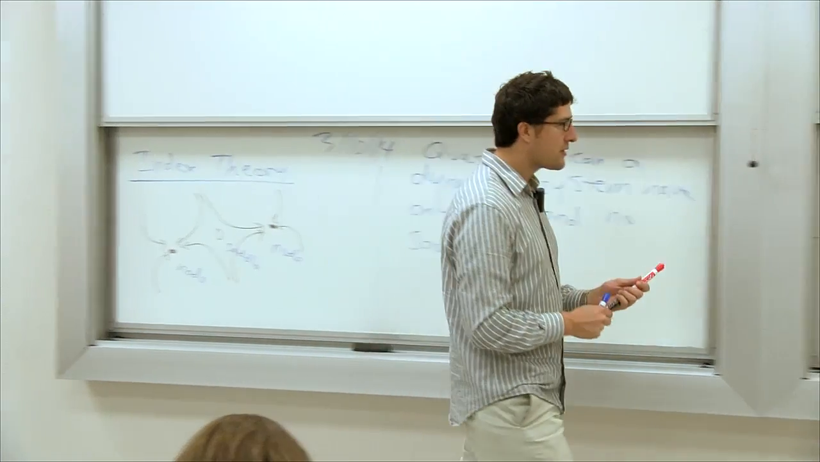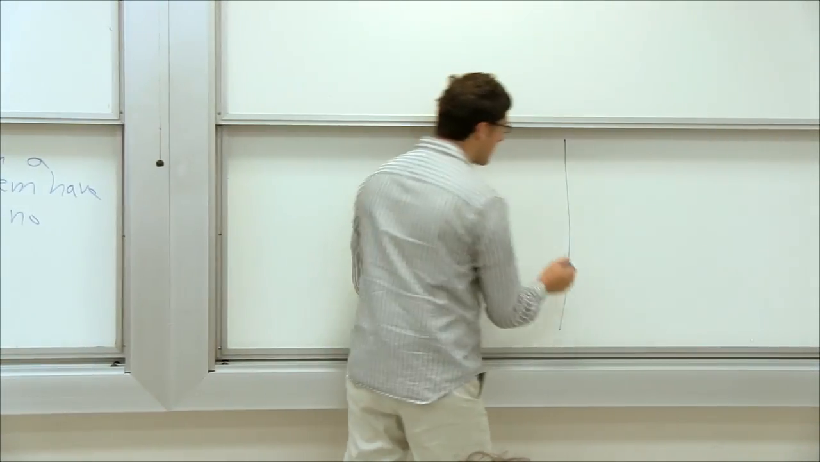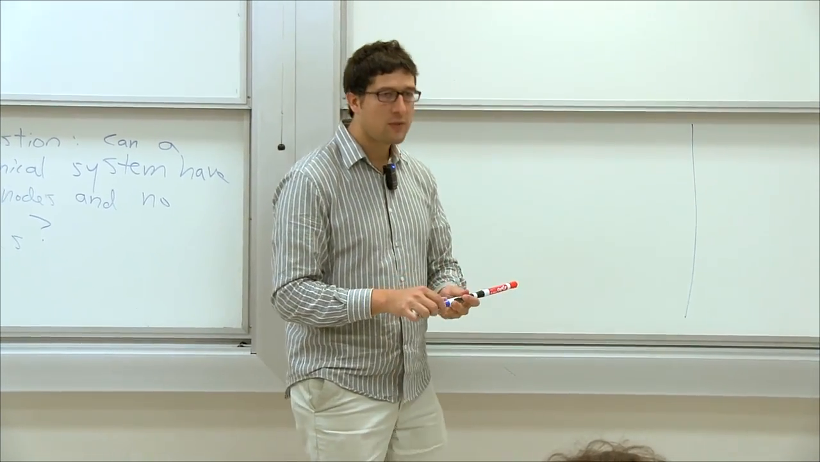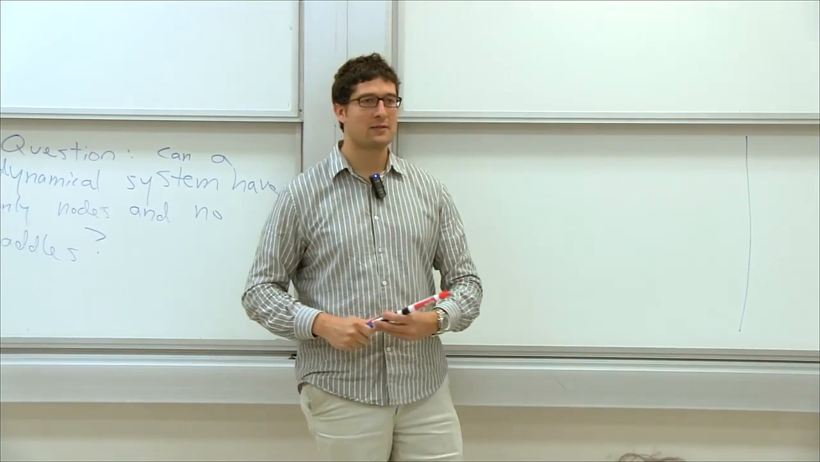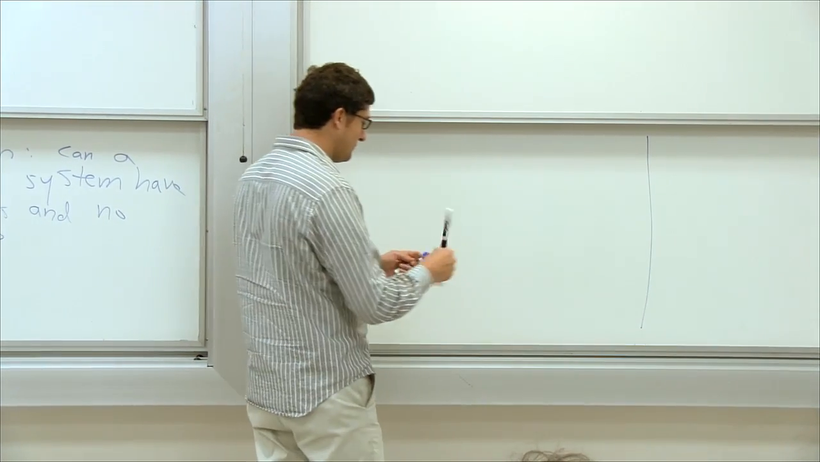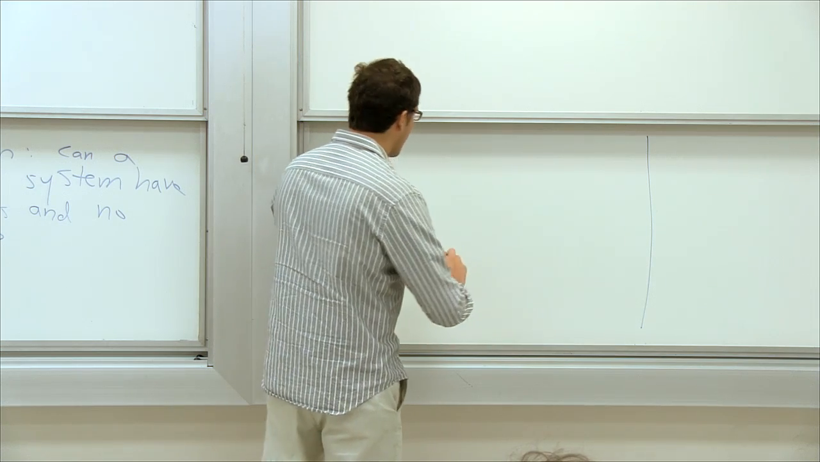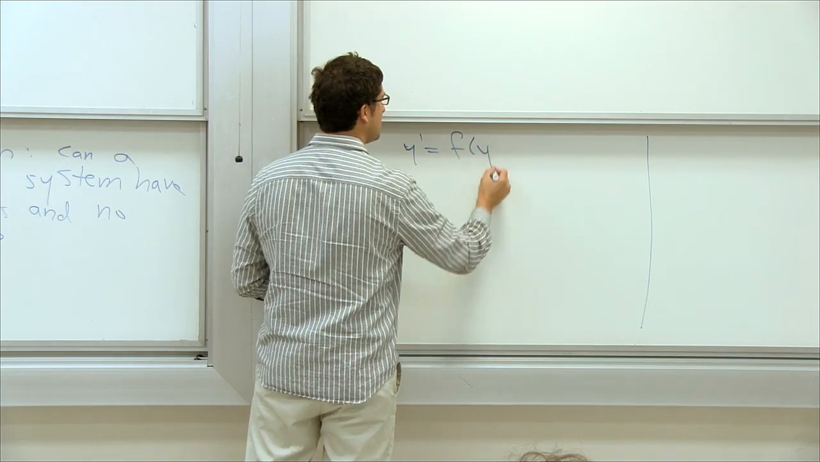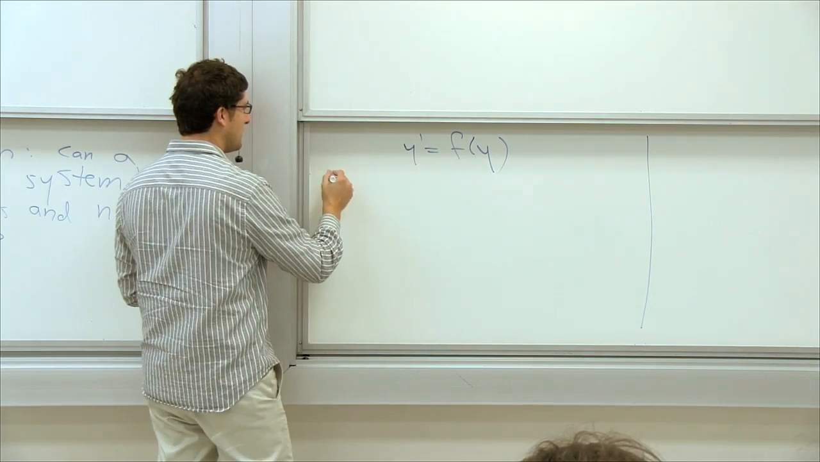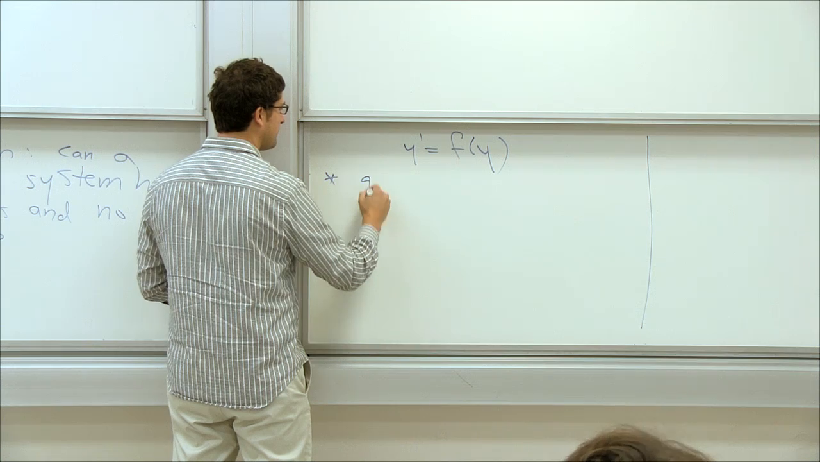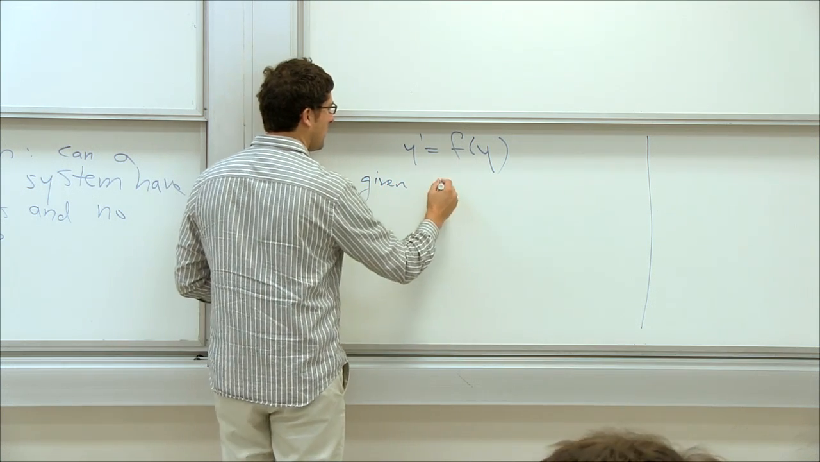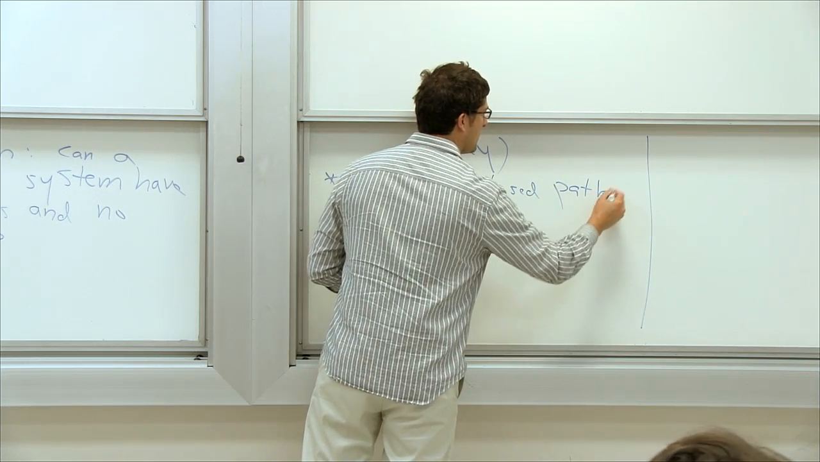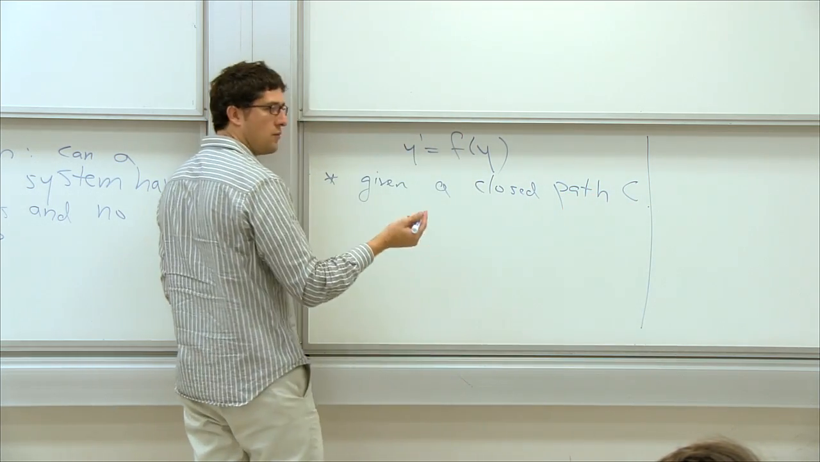And here, the theory is a little harder to write in detail, but the idea is very simple. It's a very simple way to narrow down what can happen in dynamical systems. So suppose that you have a dynamical system, y prime equals f of y, and you have a closed path C. So what do I mean by this?